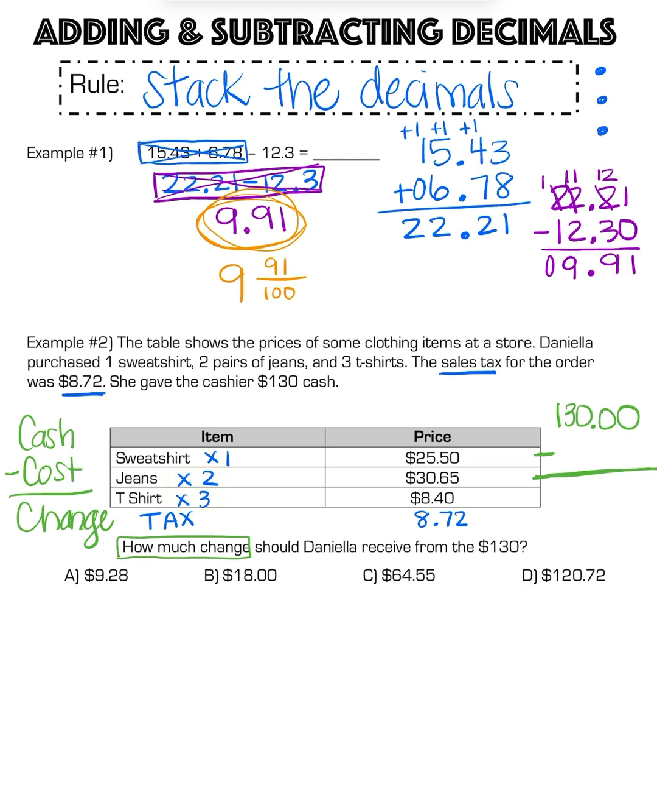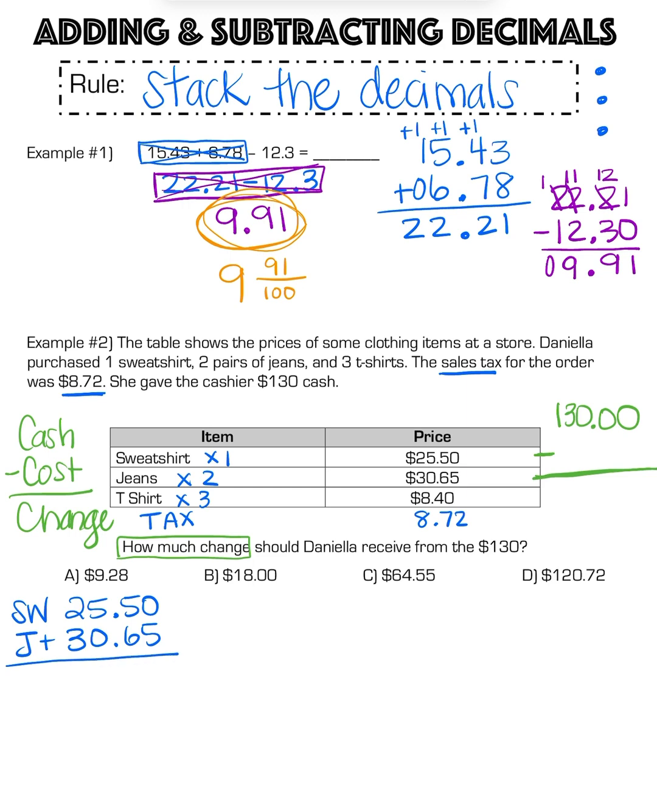So I'm going to start with my sweatshirt. I'm going to go ahead and label so that I remember and I can double check. So I have a sweatshirt for $25, big decimal, and 50 cents. And to that, I'm going to add a pair of jeans. So I'm going to label that with a J. I'm going to say one of those is $30.65.